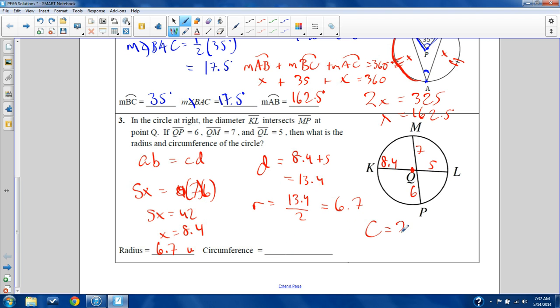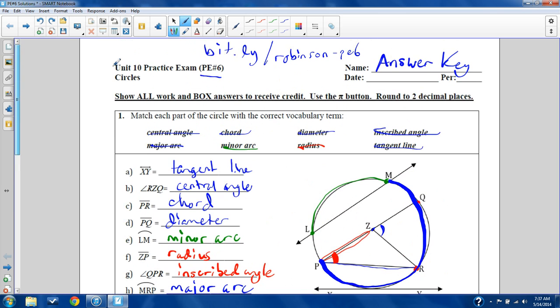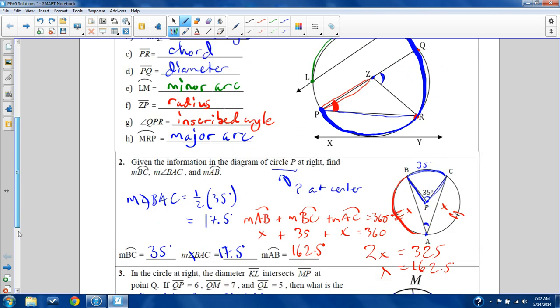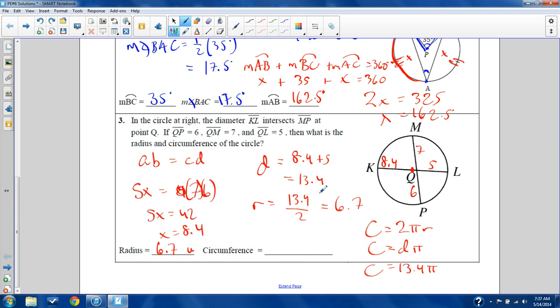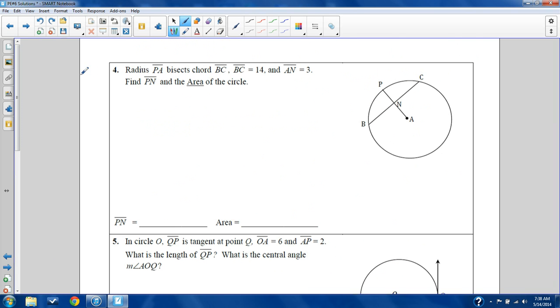The circumference. Circumference can be found by 2 pi r, or diameter times pi. Because we have the diameter, it would be a waste to multiply this by 2. We have it. It's 13.4. So circumference is 13.4 pi. Because this worksheet specifically asks to use the pi button on your calculator and round to 2 decimal places, I gave you that answer as well in the answer sheet, and you get that that is 42.10 units when you correctly round. Okay, so there's your radius and circumference. Moving on to the next page.